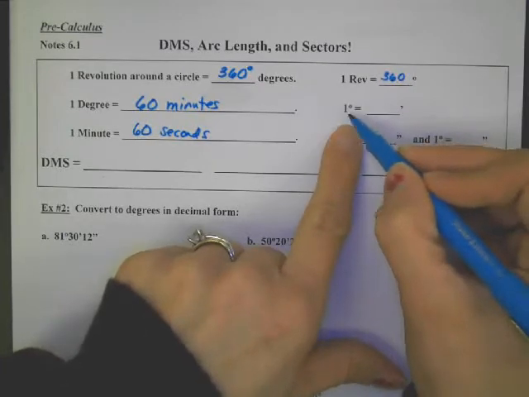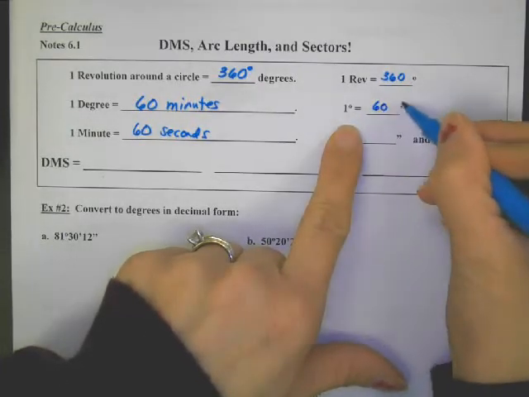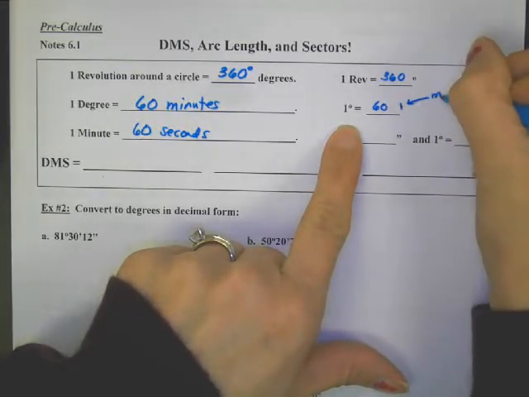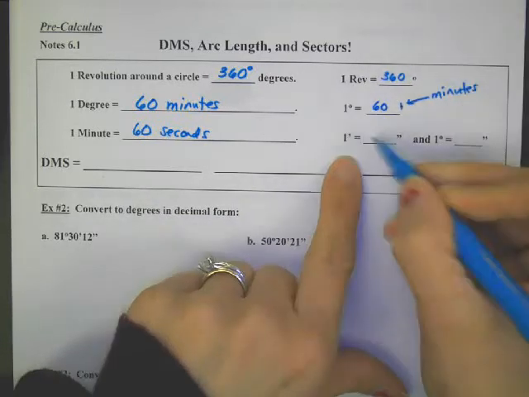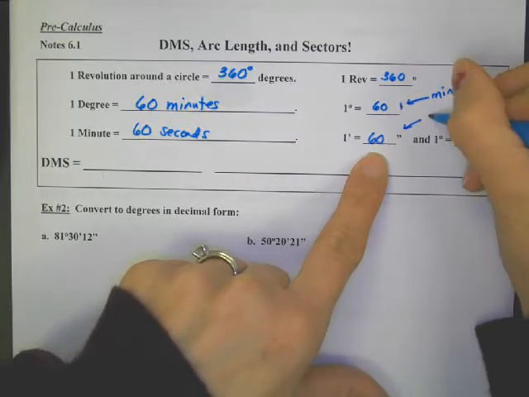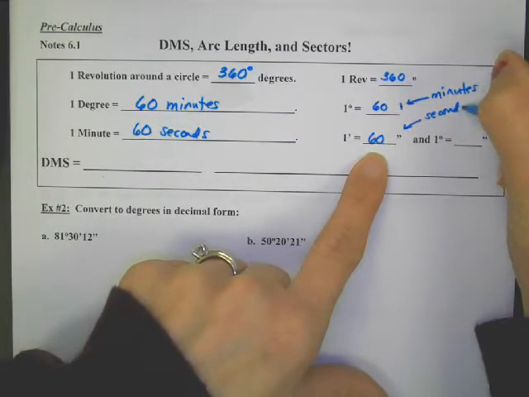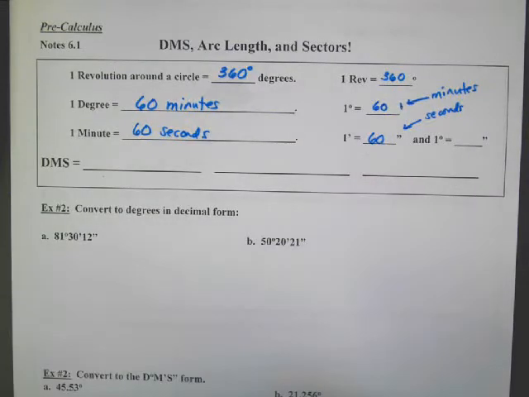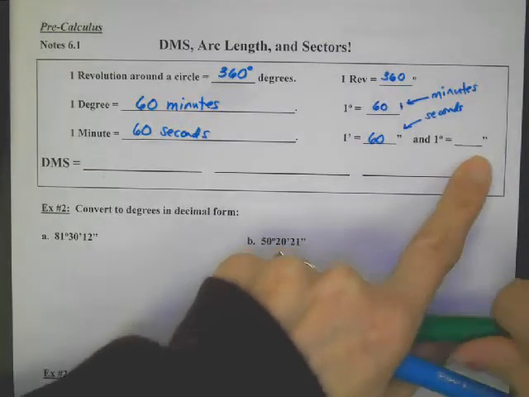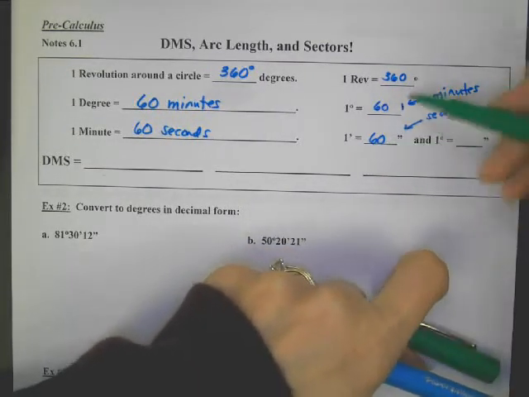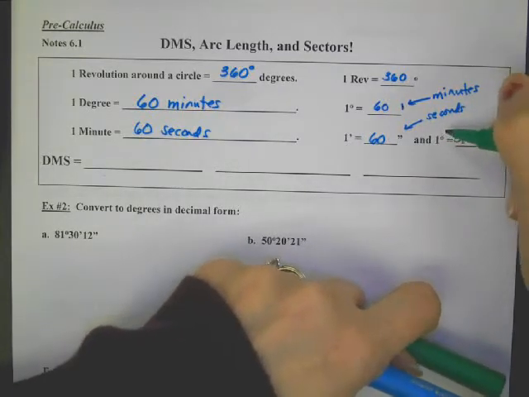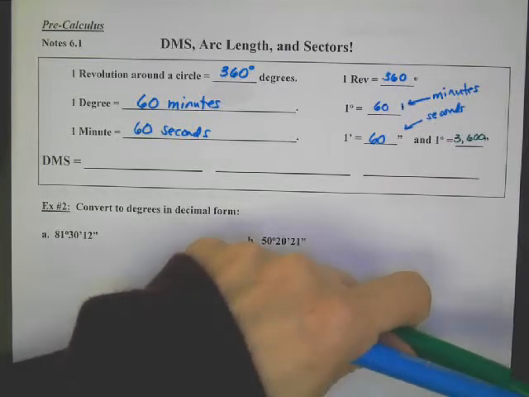Okay, so this stands for degree. 1 degree equals 60 minutes. One little apostrophe like that means minutes. And 1 minute has 60 seconds. This is seconds right here. And seconds are like the quotation marks. So what if we have 1 degree? How many seconds would that be equivalent to? 60 times 60, 3,600, if you go directly from degrees to seconds.